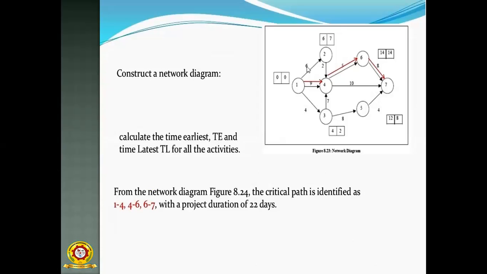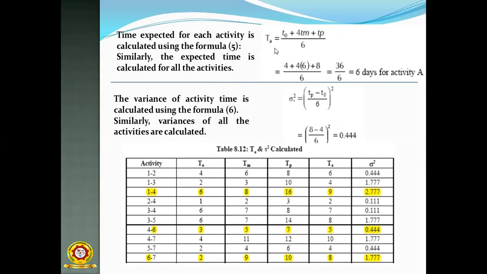So these are the values, for example 6, 9, 4 and 10. The duration of the activity is obtained only after I calculate the TE of each and every activity. Then only we find out the values. The expected time for each activity is calculated using formula 5. This is formula 5 and this is formula 6. They are giving the numbers, so no problem at all. The expected time is calculated for all the events.